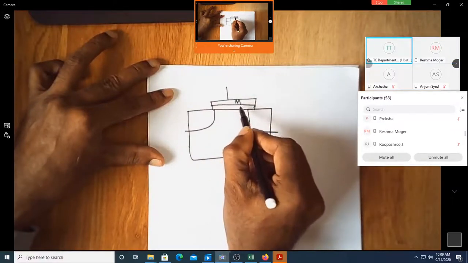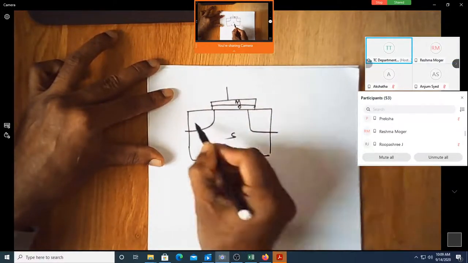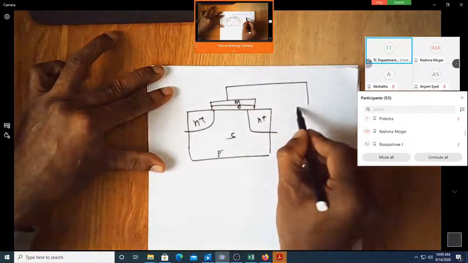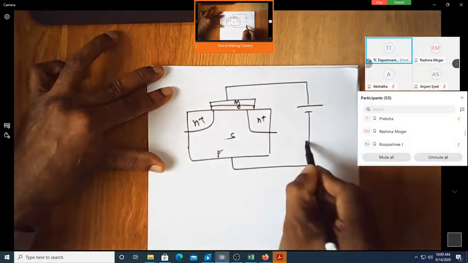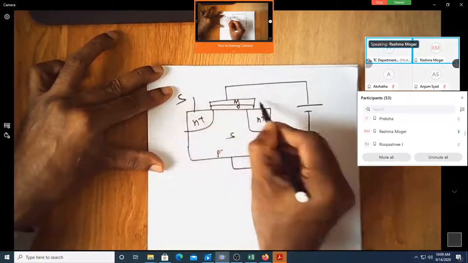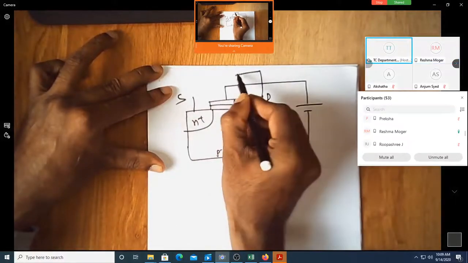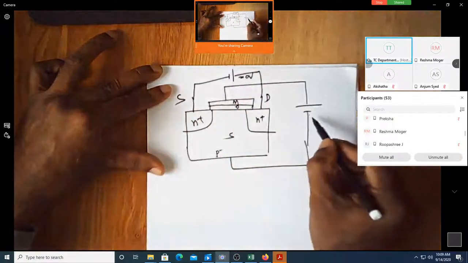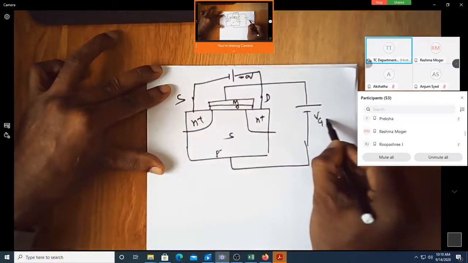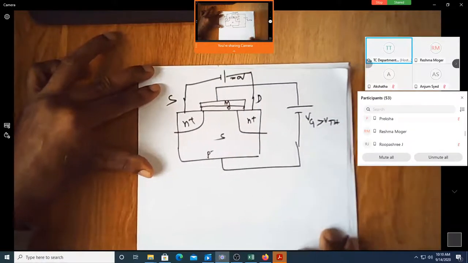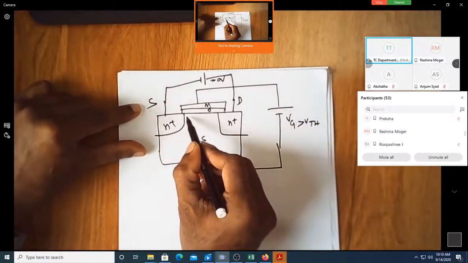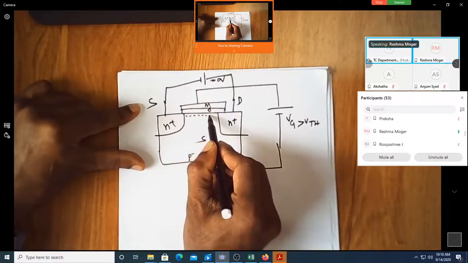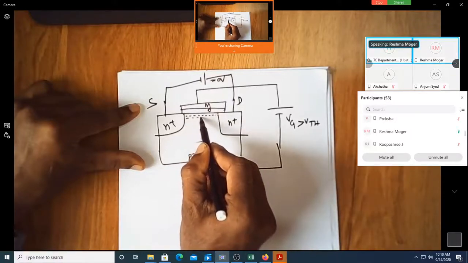So this is MOS. Assume that this is P minus. You have N plus here. This is source. This is drain. Assume that I have not applied any voltage, so this voltage is equal to 0 volt. Assume that this is Vg, which is greater than Vth. So do you feel that there will be electrons forming the channel between source and drain, Reshma? Yes, sir.